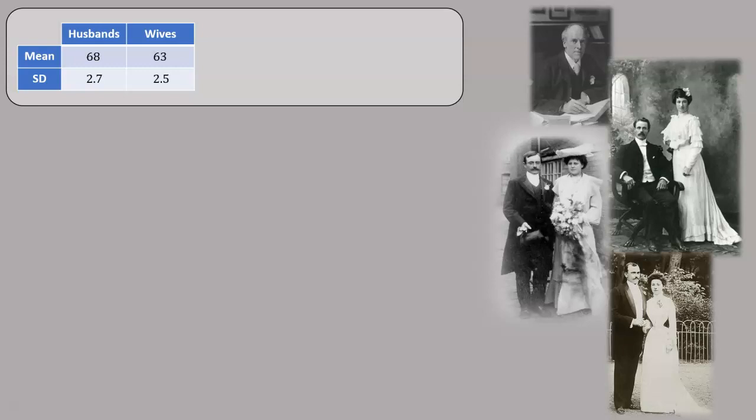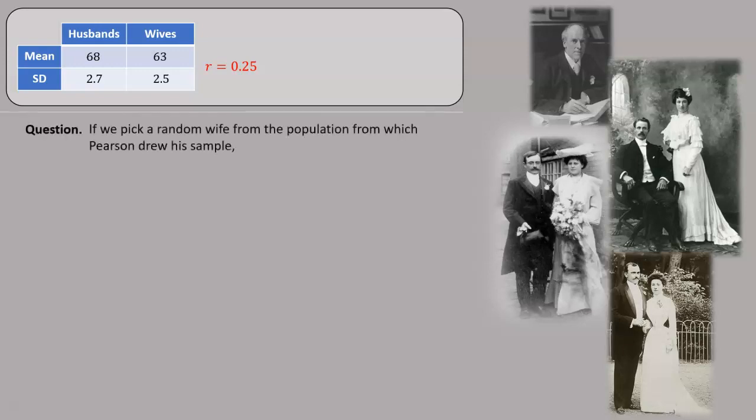So far, so simple. This becomes more interesting when we consider the husbands and wives as pairs. After much patient calculation that today would be done on a computer, Pearson determined that the correlation coefficient relating husbands' heights and wives' heights was 0.25, which is a small but noticeable positive correlation. To ensure that we understand what this means computationally, let's consider a few simple questions. First, if we pick a random woman from the population from which Pearson drew his sample, what's our best guess for her height? Well, if she's picked at random and we know nothing about her, our best guess is the naive one. We'll guess that she's the average height for wives, which is 63 inches.